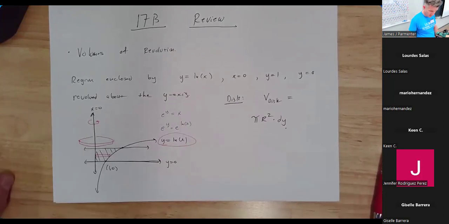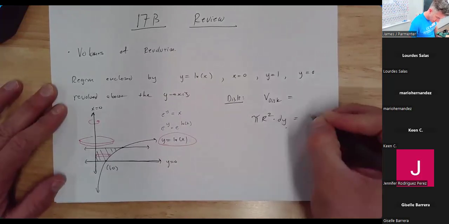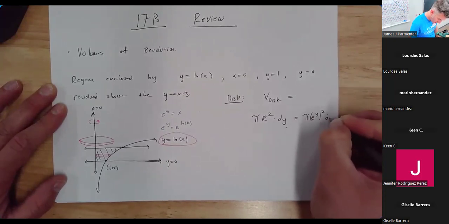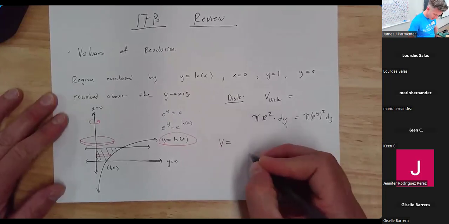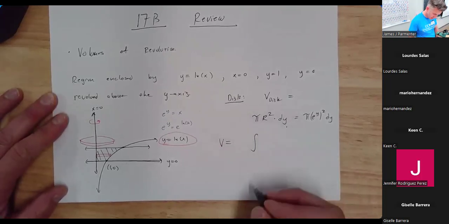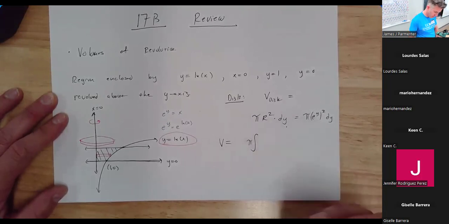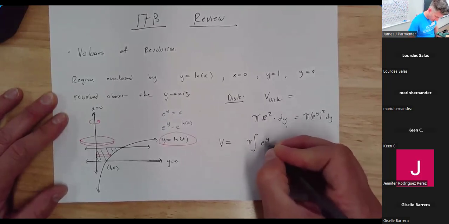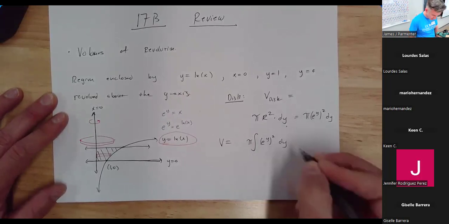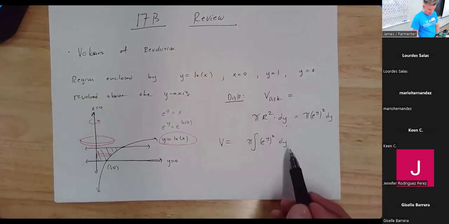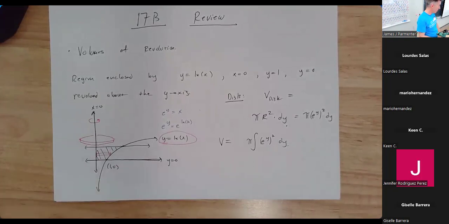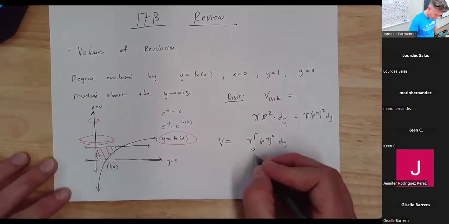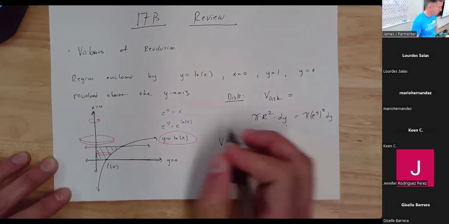So the volume of our disk is pi times e to the y squared dy. So the total volume is going to be the integral of that. I like to put the pi out front. Doesn't really matter. E to the y squared dy. And then if it's in terms of y, the limits of integration are how low and how high can your strip go? So the strip can go as low as y equals 0, as high as y equals 1.